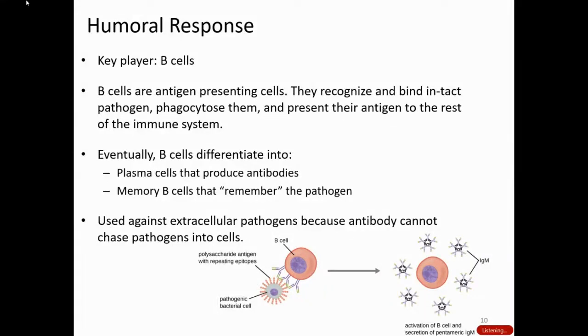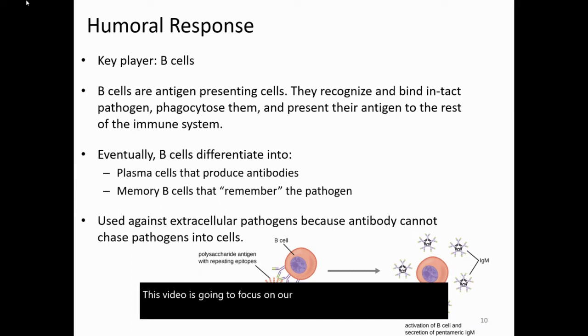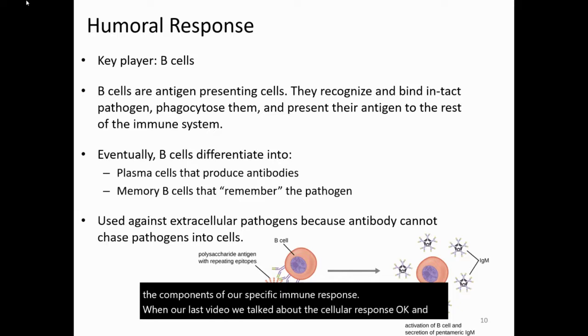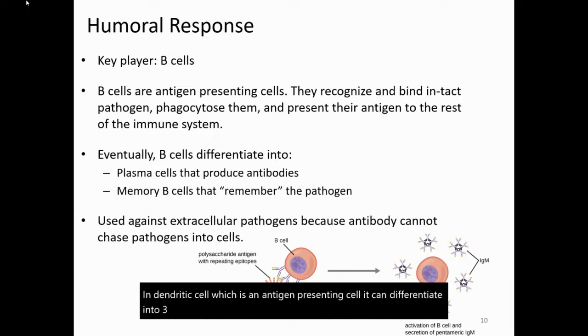This video is going to focus on our humoral response, which is one of the components of our specific immune response. So in our last video, we talked about the cellular response, okay? And I mentioned that that's where T cells are involved. And once a virgin T cell recognizes and binds to a dendritic cell, which is an antigen presenting cell, it can differentiate into three types of T cells: the cytotoxic T cell, the memory T cell, and a T helper cell.